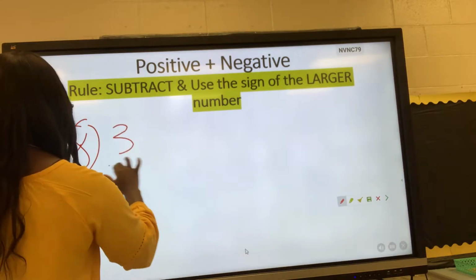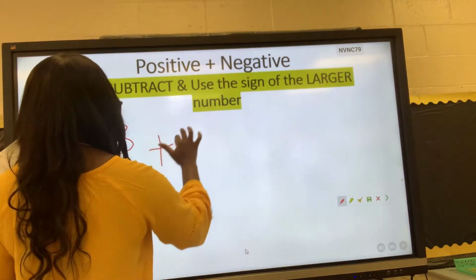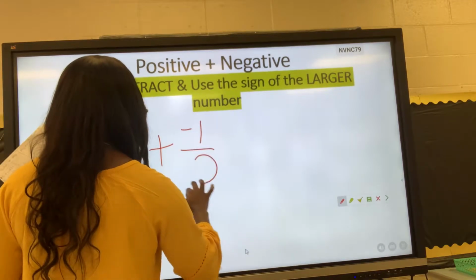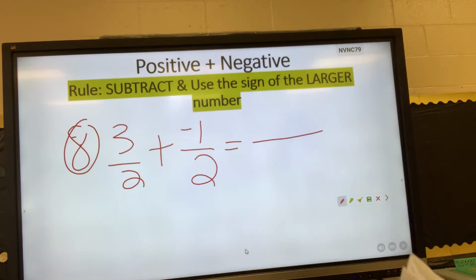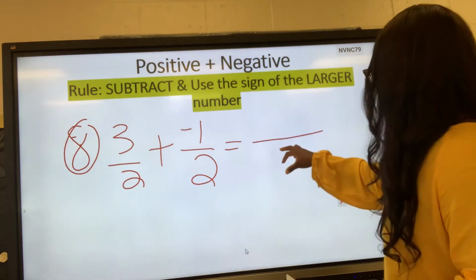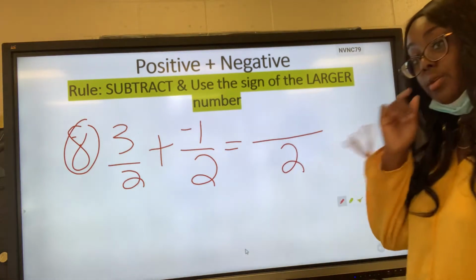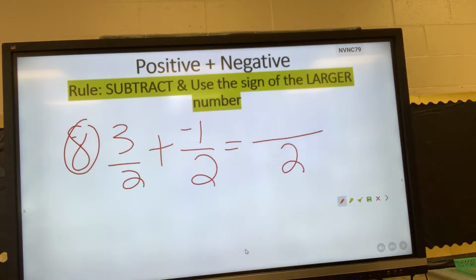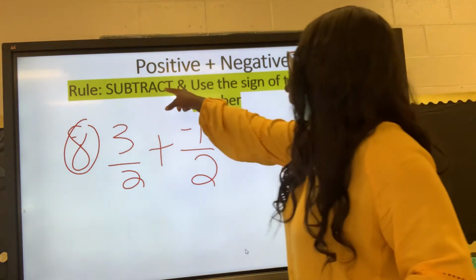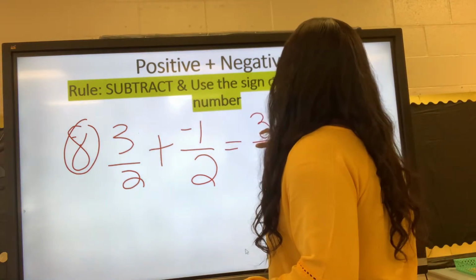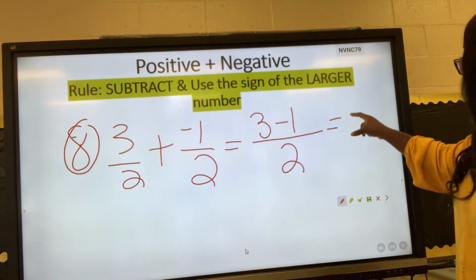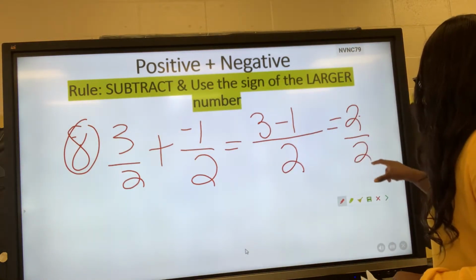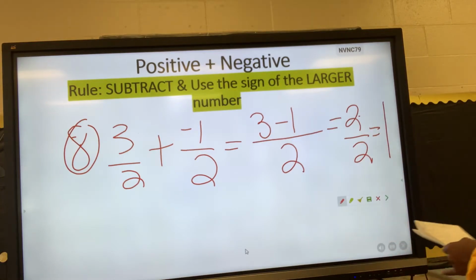We have 3 over 2 plus a negative 1/2. Now let's look at this again, guys. The denominator is the same, so you bring it over. Now the numerator, we're left with 3 plus a negative 1. What does your rule say? Your rule says to subtract. So we know this is going to be 3 minus 1. And when you simplify it, you get 2 over 2, which is 1.